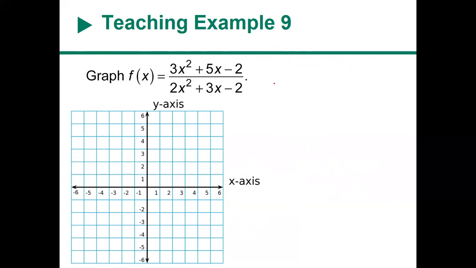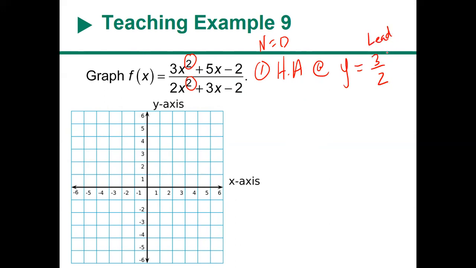Yeah. So this is another example. It's a little different. There's so many different possibilities. I try to give an example of each. So here we have 3x squared plus 5x minus 2 divided by 2x squared plus 3x minus 2. The degree of the numerator and degree of the denominator are equal. Your horizontal asymptote is at y equals 3/2, and it's based off of your leading coefficients. And what are my leading coefficients? 3/2. So my horizontal asymptote is at 3/2, so 1.5.